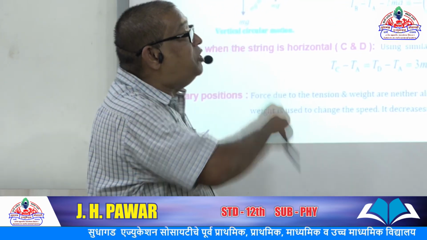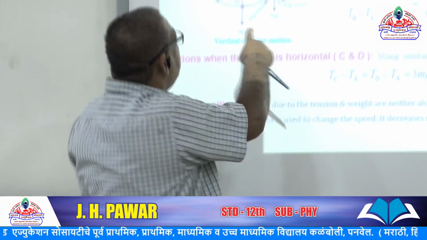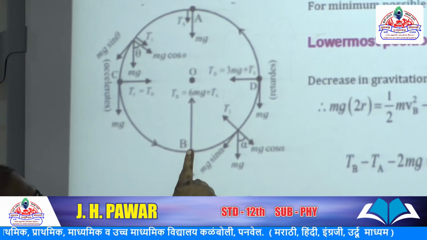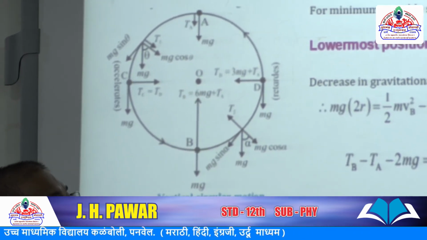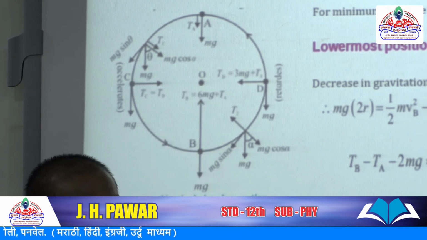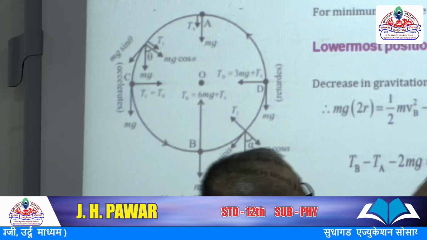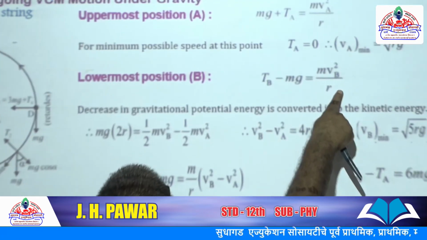At the lowermost position, look at the thing: its weight is acting vertically downwards and its tension TB is acting vertically upward. Both are opposite in direction. The notable thing is that the tension should be more and the weight should be less. And thereafter in this case, TB minus mg provides the necessary centripetal force.